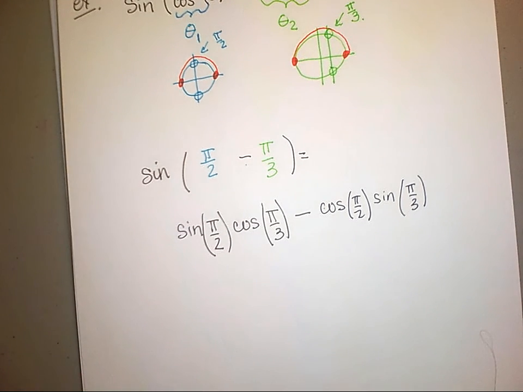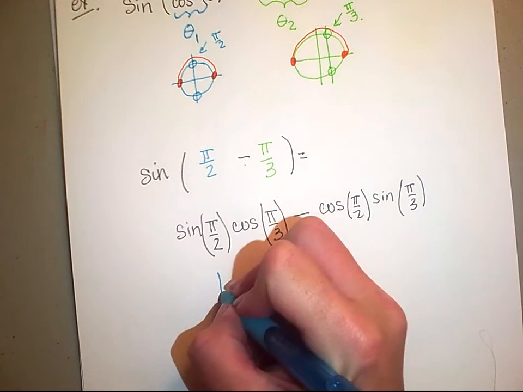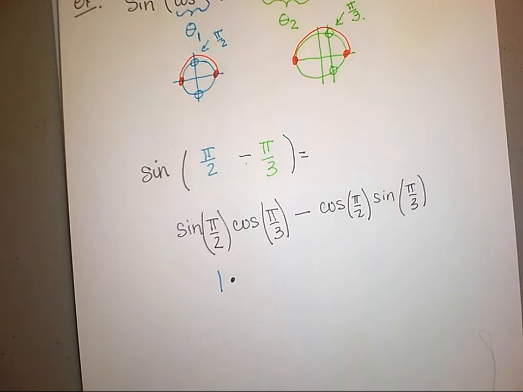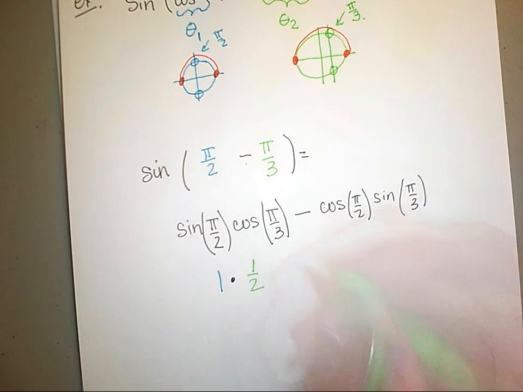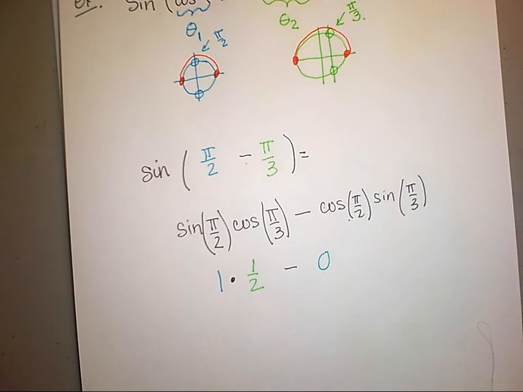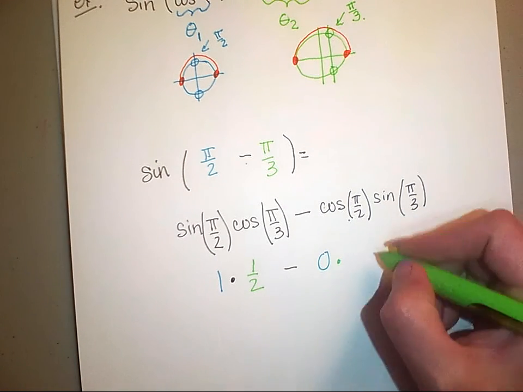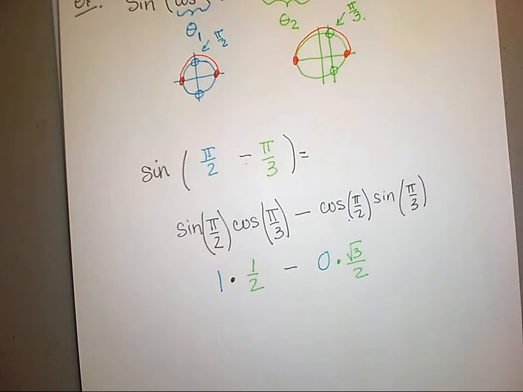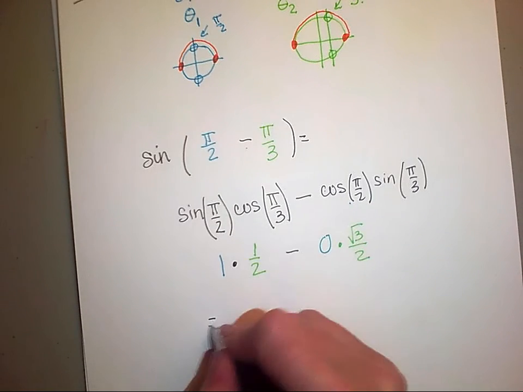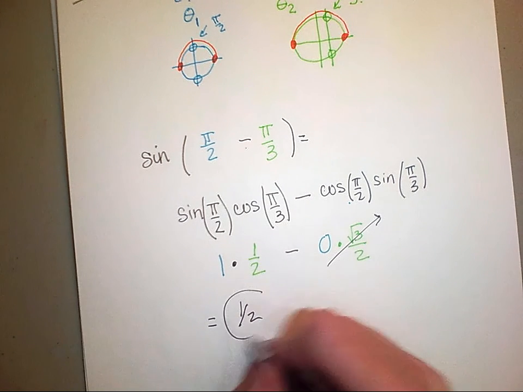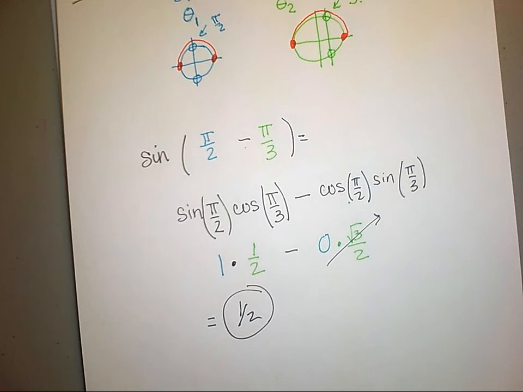The sine of pi over 2 is just 1. Then we multiply that by the cosine of pi over 3, which is 1/2. And then we subtract from that the cosine of pi over 2, which is 0. So we really don't even care what the sine of pi over 3 is, but it's square root of 3 over 2. So this is just equal to 1 times 1/2 minus 0, which is just 1/2.